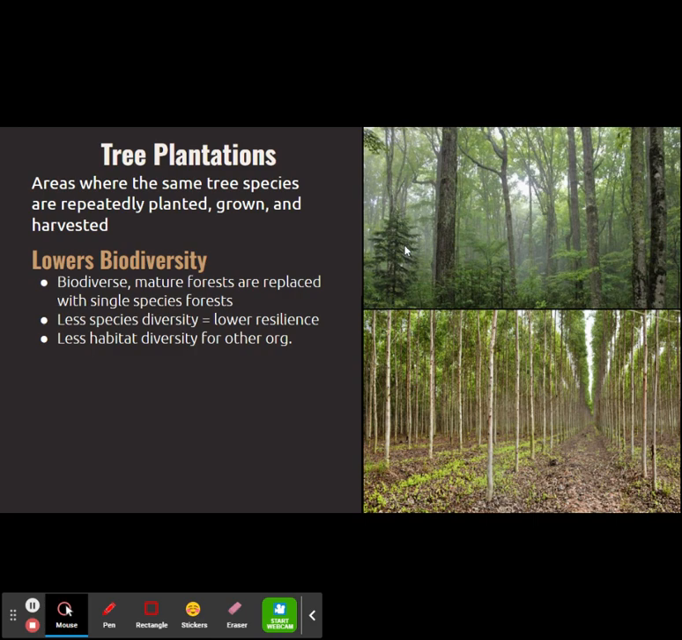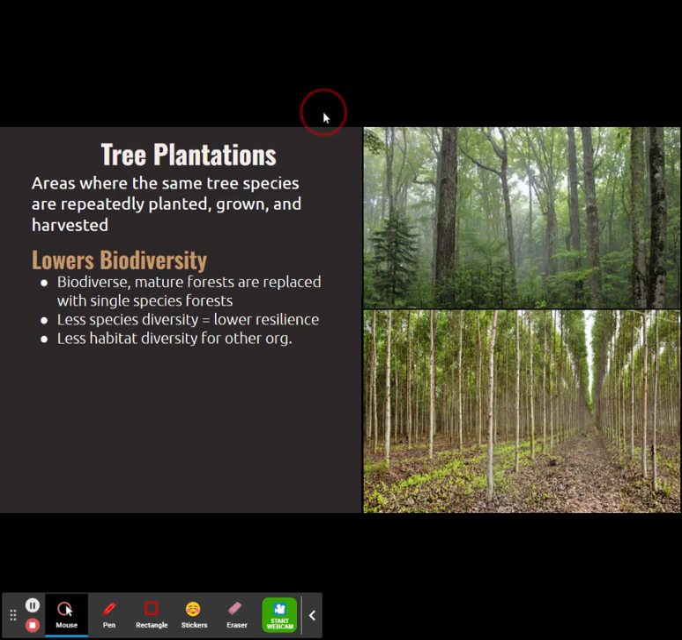So trees provide a great amount of biodiversity for ecosystems solely because they can be used as a food source and as a shelter source. So when you are clear cutting an area for tree plantations, you are lowering the biodiversity because of this.